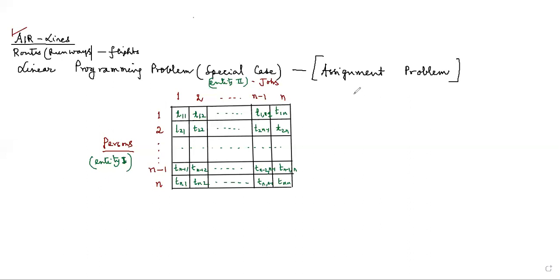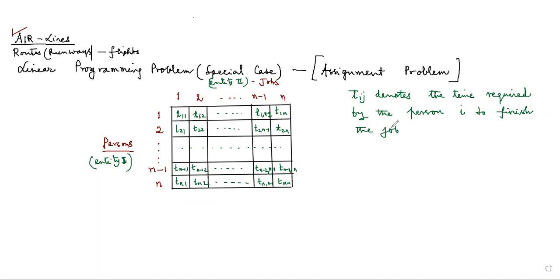So I can write here, Tij denotes the time required by the person i to finish the job j.